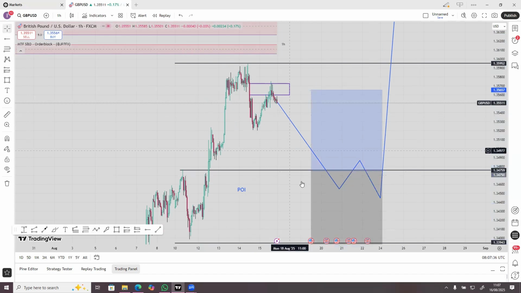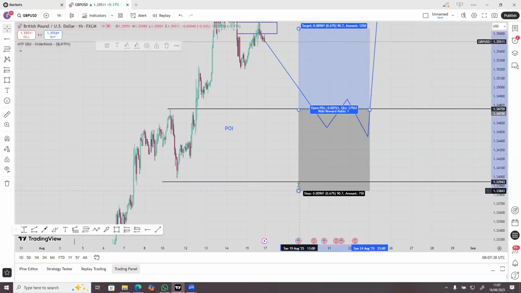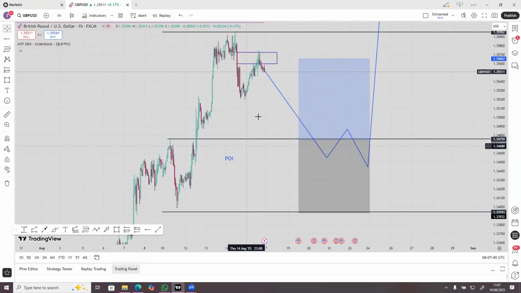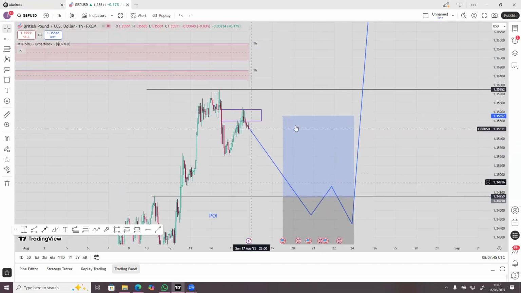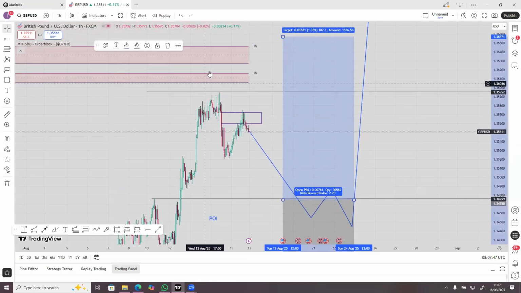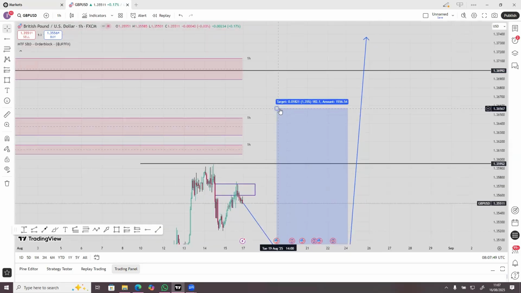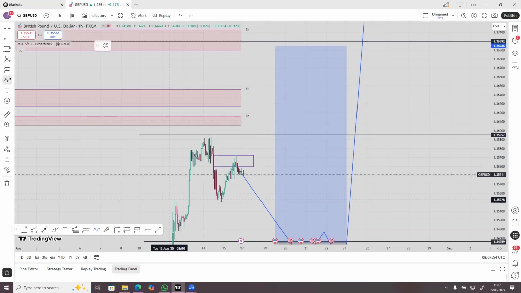So it is better to wait for this buy from that point of interest, and we hold that buy the whole week until our target is reached at this point. Okay, so do not worry if price breaks up here, it will have swept that liquidity, because this is liquidity.